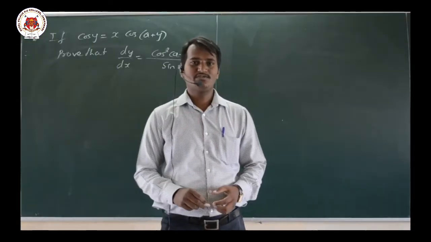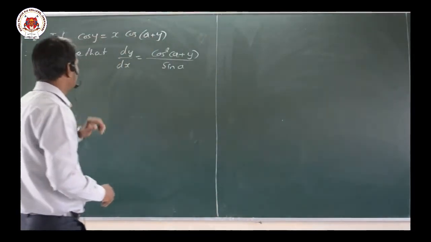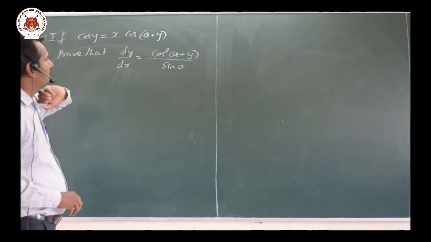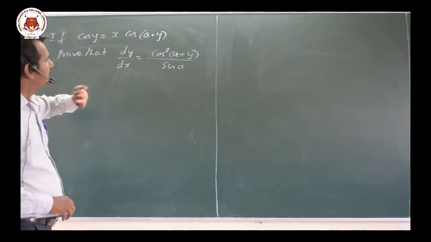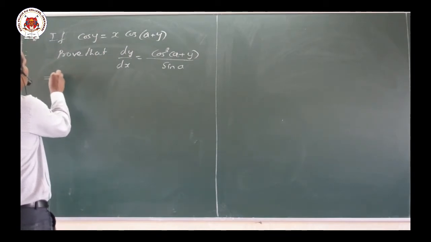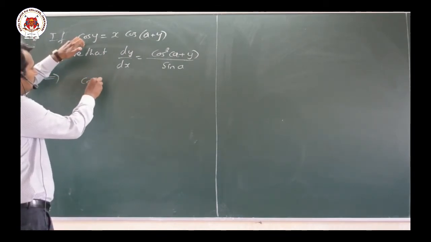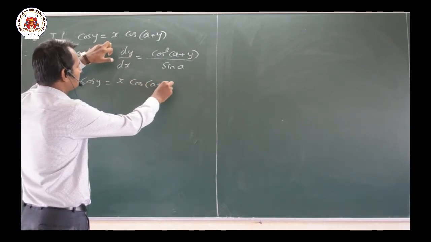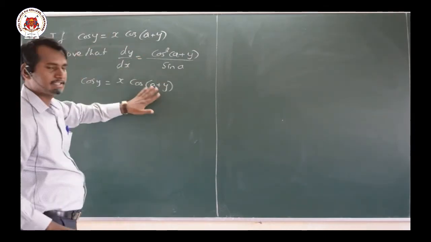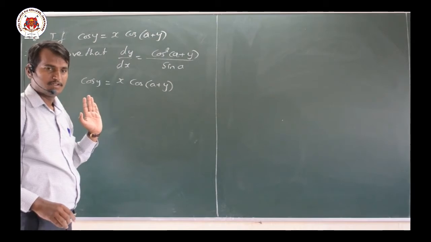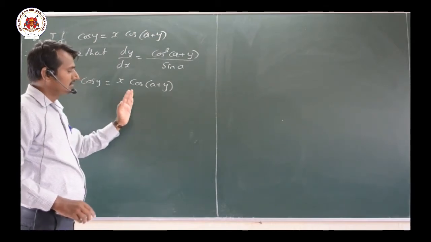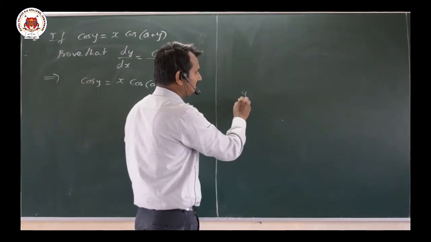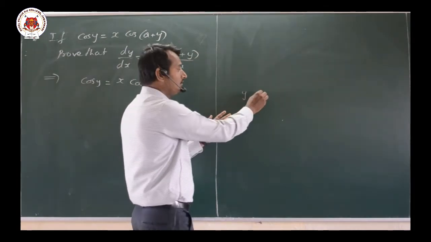Okay students, now let us continue with the next problem. Dear students, this is a little bit different kind of problem. What we have to observe here is that the given problem is cos y equal to x into cos of a plus y. Of course it is an implicit function, but always we are having a function y with respect to x. Here we are differentiating y with respect to x.